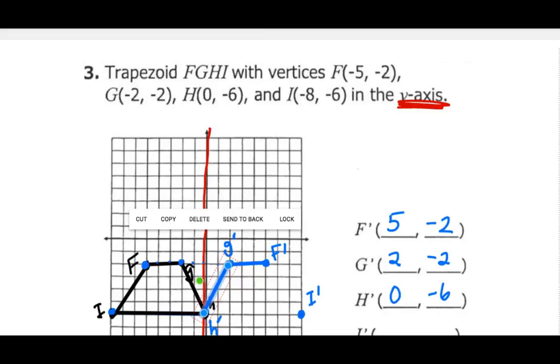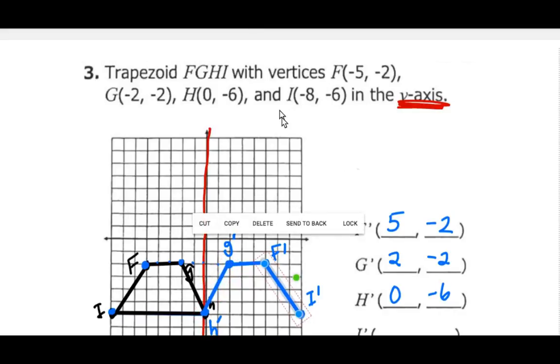Let's connect up our points. I forgot to put my coordinates for I prime, so we'll do that next. I prime was 8, -6. Right, so if you'd like, you can pause here and work on numbers 2 and 4. That's your practice for the night. If you'd like to work on them now, you can, or we'll move on to number 5 next.